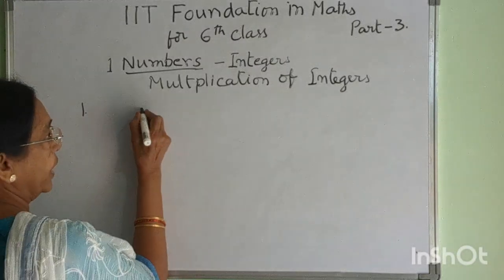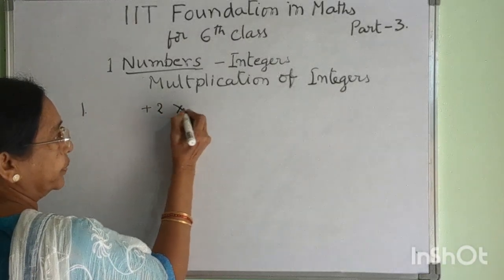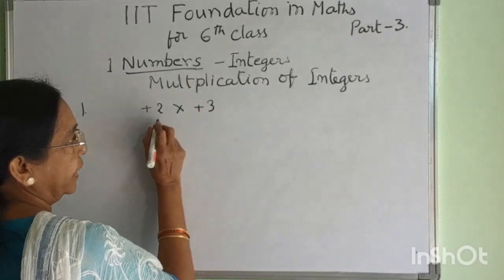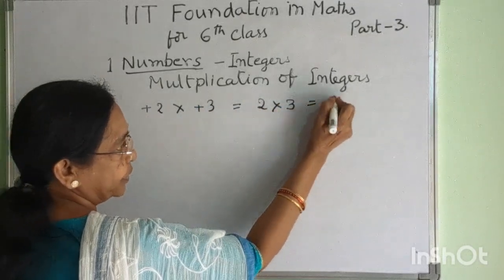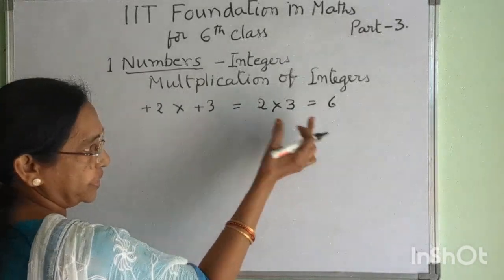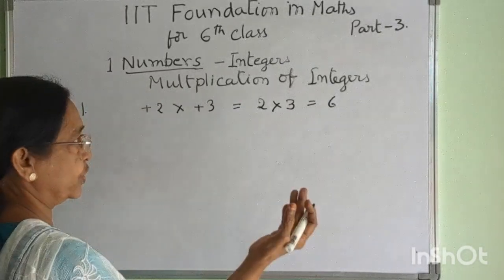For example, plus 2 into plus 3. 2 into 3 is equal to 6. So, the product of two positive integers is a positive integer.